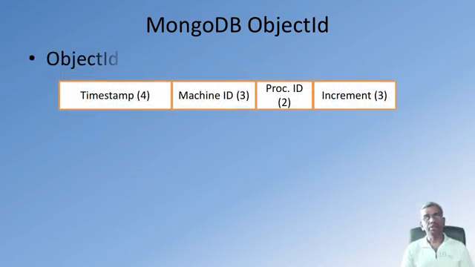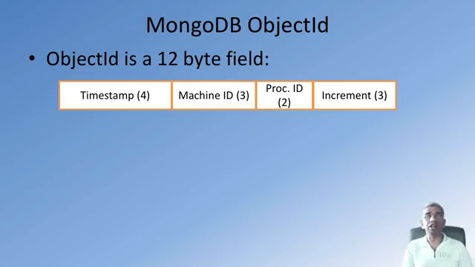As I mentioned, the object ID field itself is a 12-byte field which stores information in a specific format. The first 4 bytes include a timestamp, the typical Unix timestamp at the resolution of a second. So this is stored in the first 4 bytes. Then the next 3 bytes store the machine ID, the machine on which the Mongo server is running. And the next 2 bytes is the process ID, the specific Mongo process which has created this document. And then the last field is an increment.